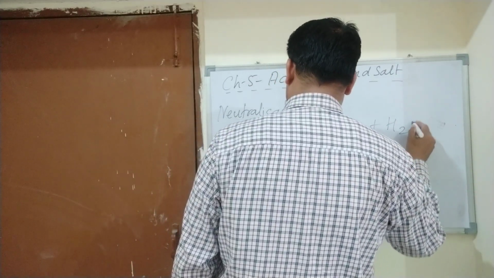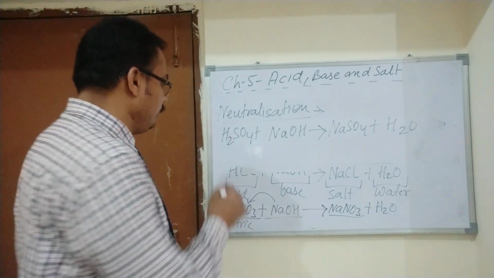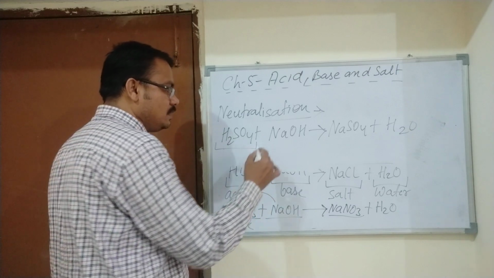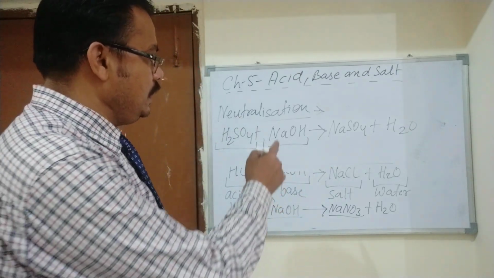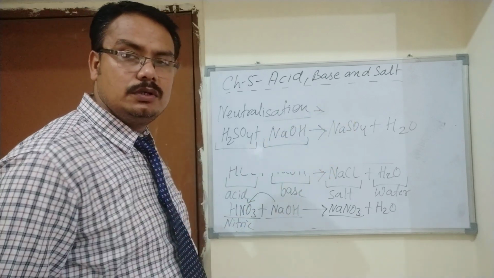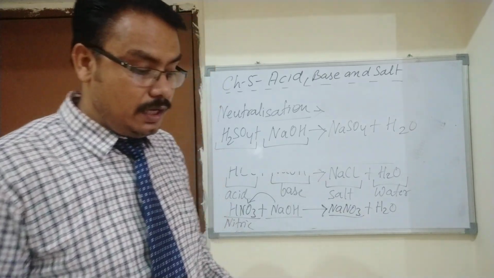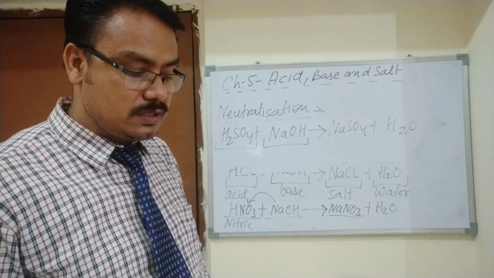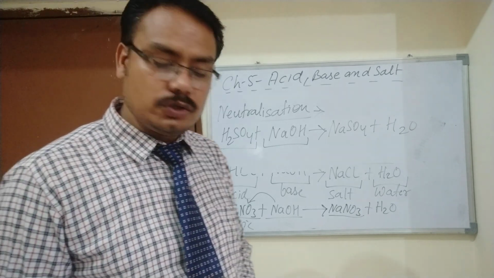So H2SO4 means this is an acid, sulfuric acid. When it comes in contact with the sodium hydroxide, it forms sodium sulfate and water. So student, this is a neutralization reaction in which you have seen sulfuric acid, when it reacts with sodium hydroxide, forms sodium sulfate and water.